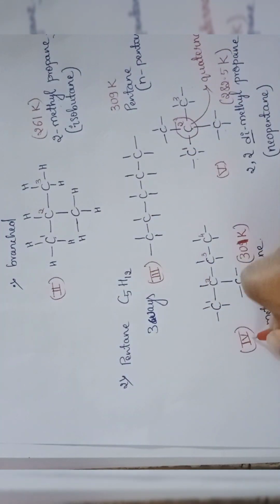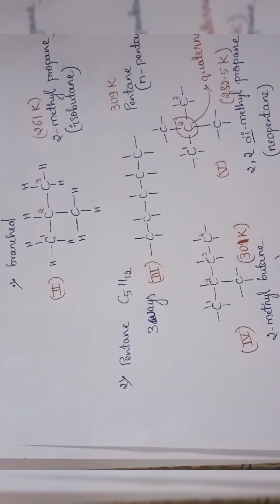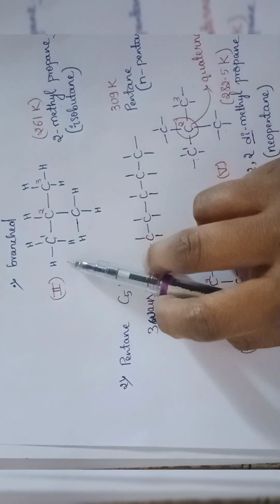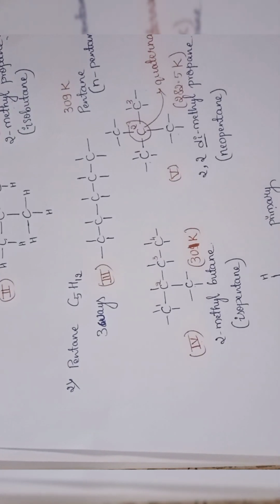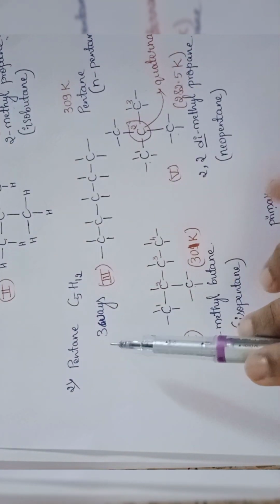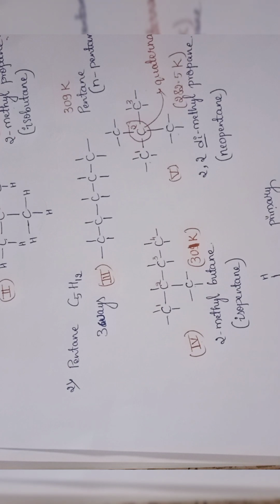Structures 1 and 2 are called isomers of butane. And these 3, 4 and 5 are the isomers of pentane. What are these isomers? The difference in properties is due to the difference in their structure. They are known as structural isomers.